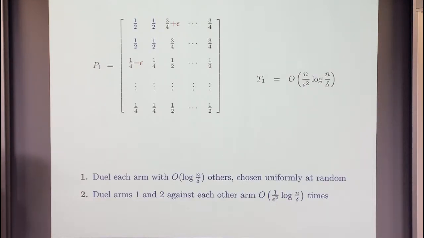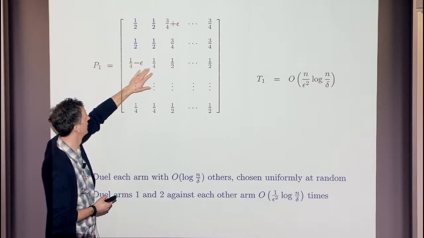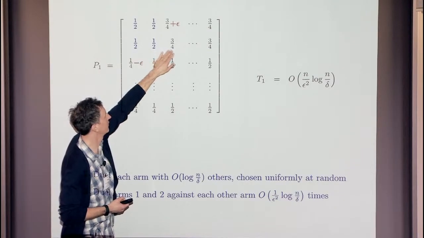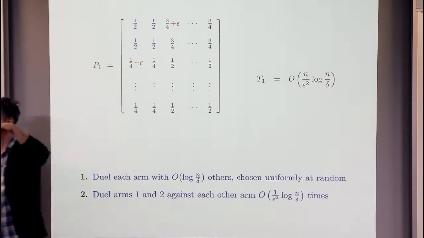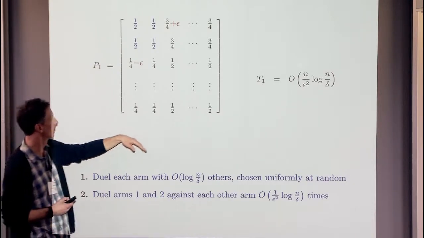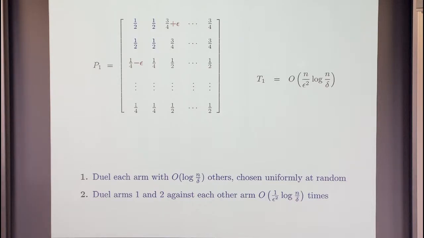So what you might do is first duel each arm with log n randomly chosen other arms. That's going to give you enough information to determine that arms 1 and 2 are the best, because their Borda score is going to be more like 3/4, and all the other arms will have a Borda score more like 1/2. So you've got a pretty big gap between those Borda scores.